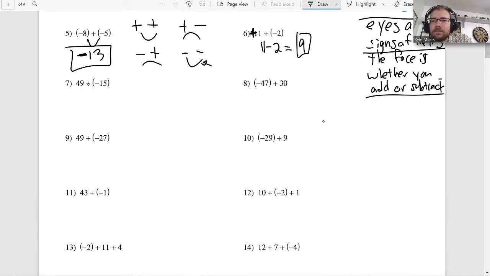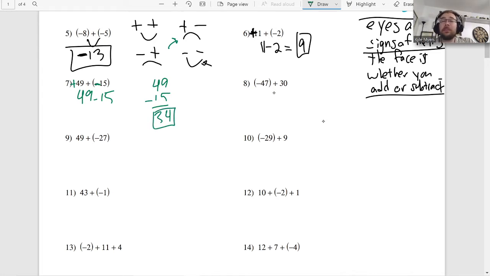But here, let's just look at this here. So we have plus, we have minus. So we're going to be subtracting. That's that guy right there. We're going to be subtracting. So 49 minus 15. What's that? All right, well, you can bring it over here if you want to. 9 minus 5 is 4. 4 minus 1 is 3. There's your answer.